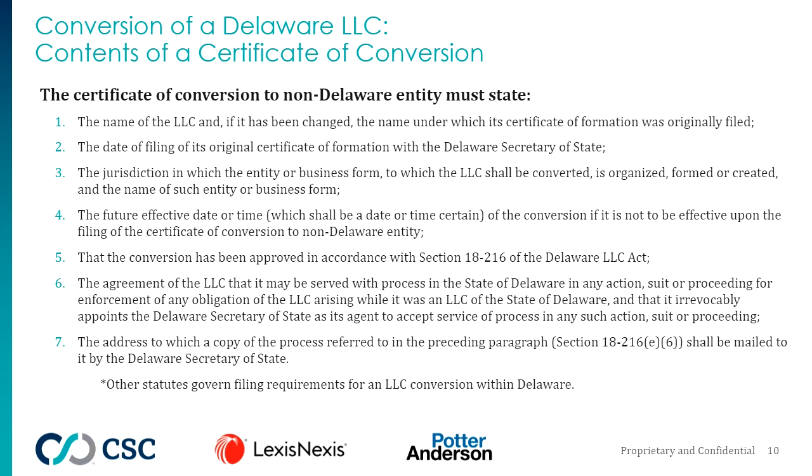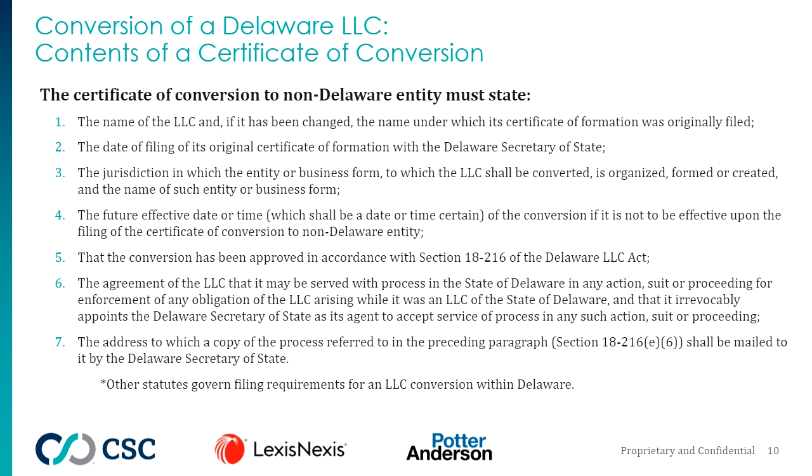One final point here is you may notice in the text of Section 18-216(e) of the Delaware LLC Act that it's specific to a scenario where the Delaware LLC is converting to an entity formed or organized under the laws of a jurisdiction other than Delaware, but it's silent as to what must be filed to convert a Delaware LLC into another Delaware entity. And that's because if a Delaware entity is converting to another Delaware entity type, you don't need to file under 18-216(e) of the Delaware LLC Act. You would look to the statute of the entity type that you're converting into.